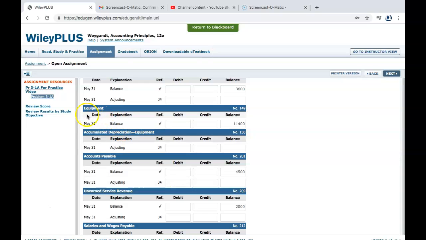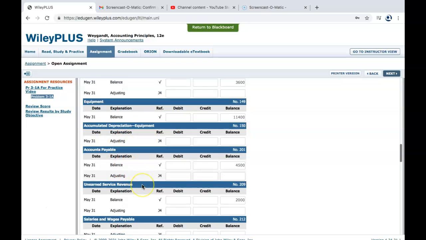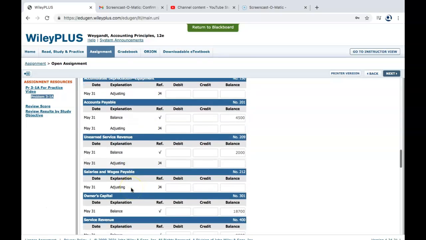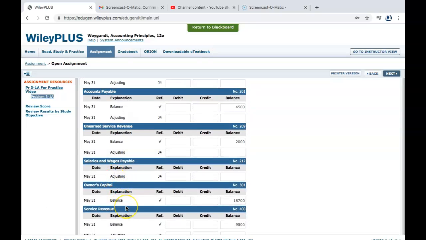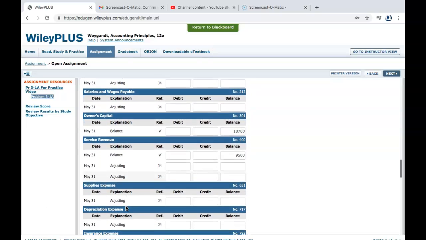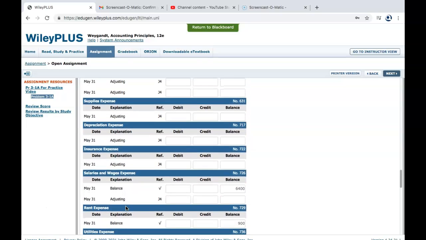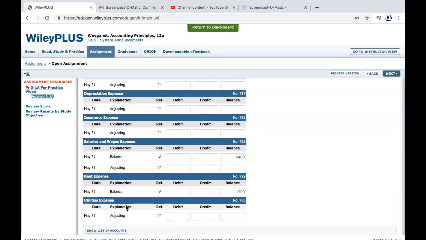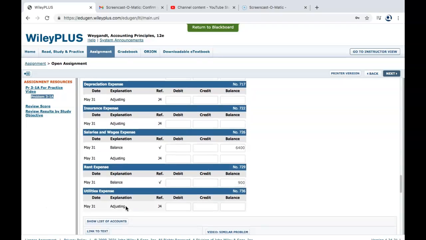You'll see we have equipment here, which does have a balance, but then look, accumulated depreciation does not yet have a balance because we haven't made the adjustment yet. So there's no balance here. And then accounts payable does have a balance, unearned service revenue has a balance, and owner's capital, the service revenue, and let's see, the salary and wage expense also has a balance, and rent expense.